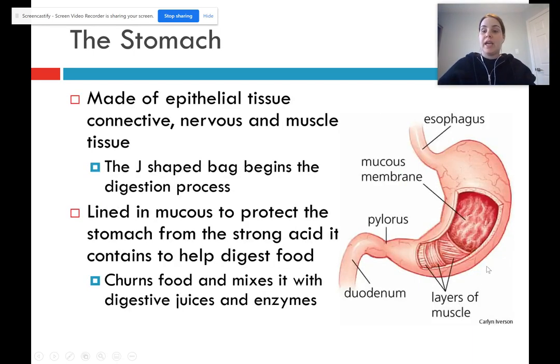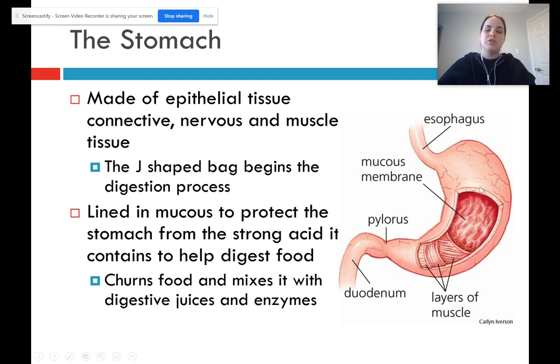Now, when it actually enters your stomach, it's made of a number of tissues. It's made of epithelial tissue, nervous tissue, and muscle tissue. We call it a J-shaped bag, because if you look at the bag, it kind of looks like a J. And this is where your digestion process begins.